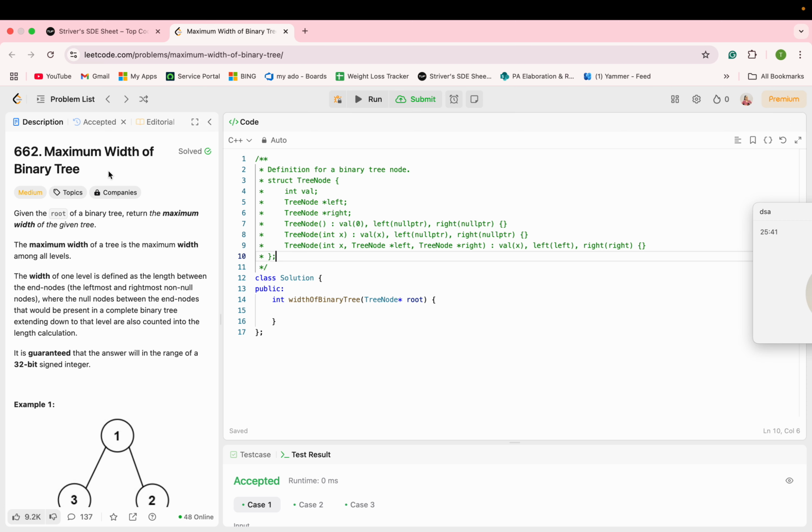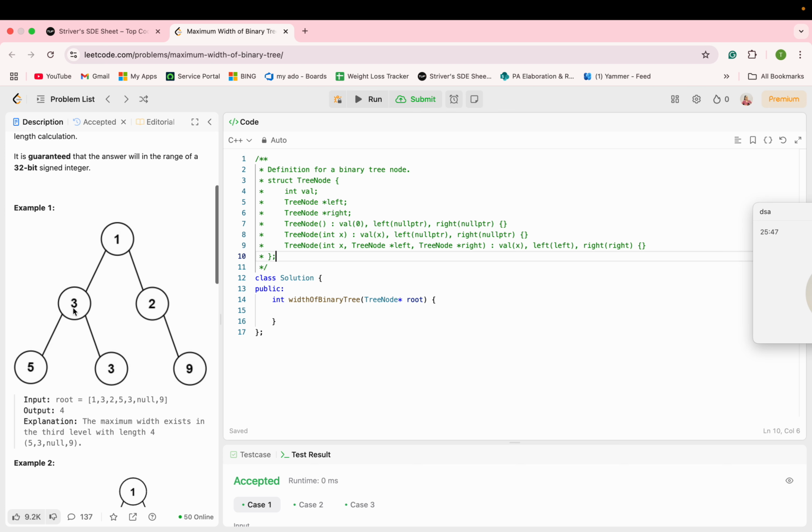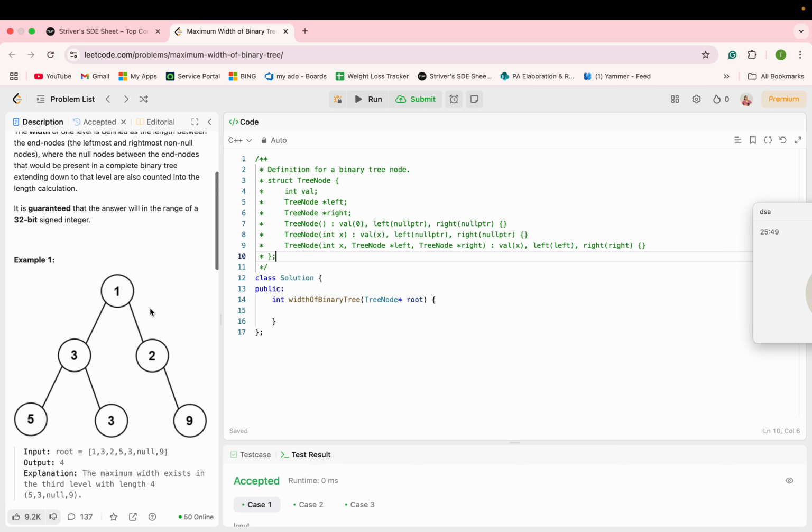My channel, this is a very important question. Maximum width of binary tree, and maximum width of a binary tree is the maximum width amongst all the levels. And what is the width?